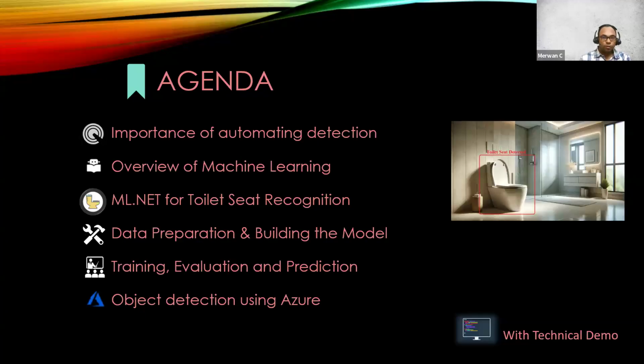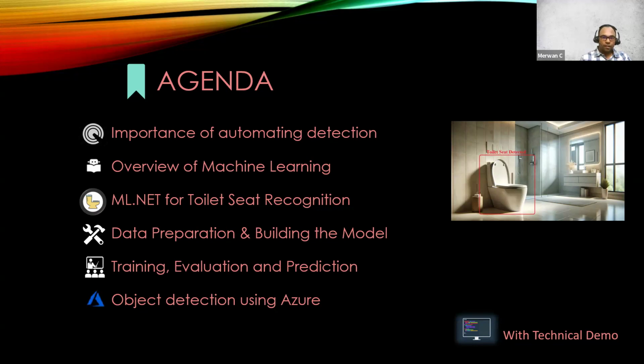Okay. So moving on to our agenda. We begin by exploring why automation is not just a luxury, but a necessity in today's digital world. We will break down the complexities of machine learning into simple concepts that you can grasp, pay attention to, and appreciate.